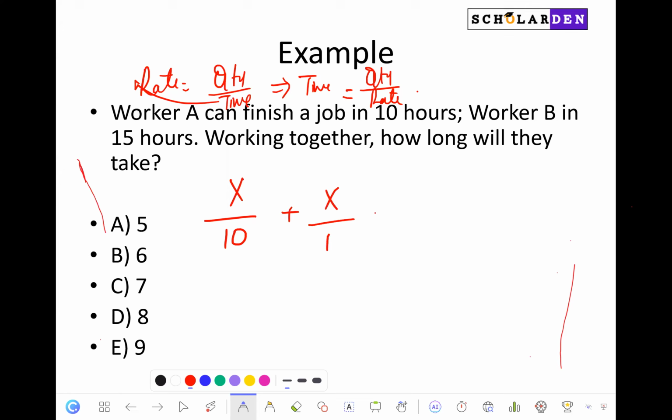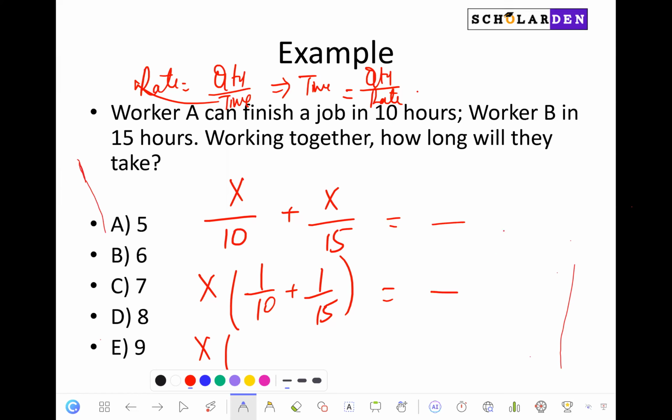This is my total rate. Let's figure this out first. Let's take X as common, and this is my total rate with which they are working. I'm not sure what is going to come on the right side. Now let's solve this first. Let's forget about this part first. If I try to solve this, what is my answer going to be?